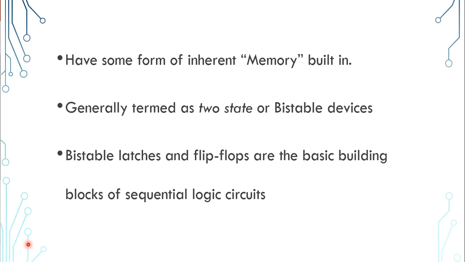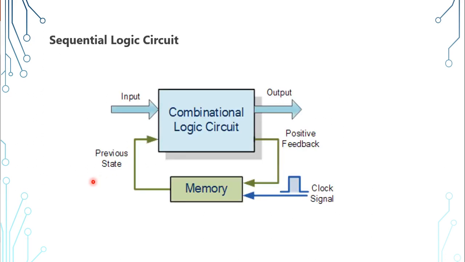Sequential logic circuits can be constructed to produce either simple edge-triggered flip-flops or more complex sequential circuits. So this is the structure of a sequential circuit. This is the input, this is the output, and this is the memory. This memory has feedback. It gives the feedback to the logic circuit.